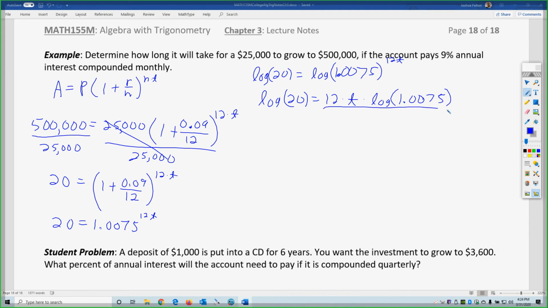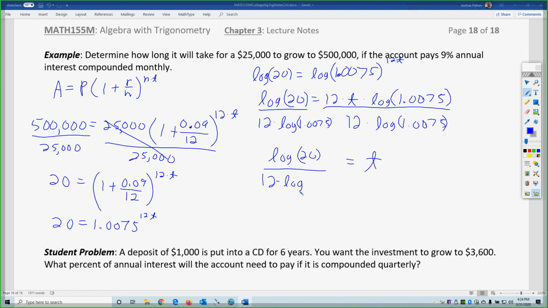So you notice that the log and the 12 are just constant numbers. So you can divide those out now. So 12 and log 1.0075, and on the other side, 12 and log 1.0075. So in fact, t equals the log of 20 over 12 times the log of 1.0075. So these almost never work out perfectly. This one is 33.4 years with some rounding.